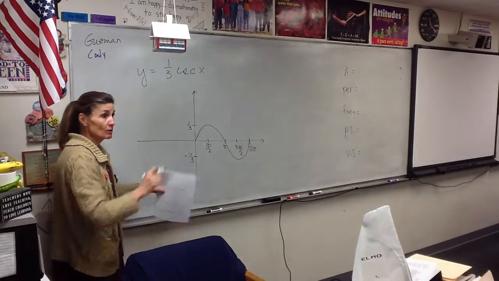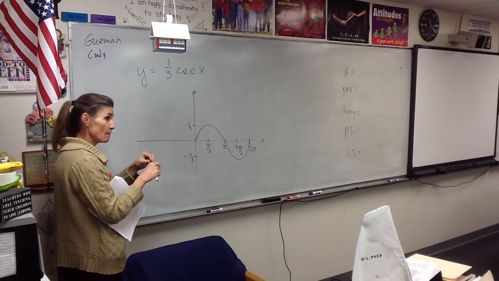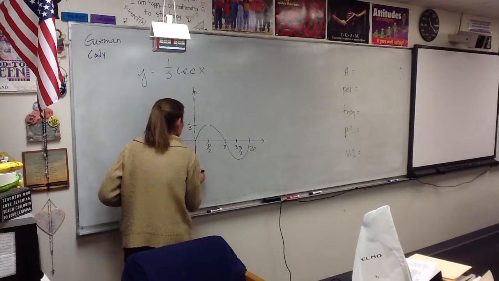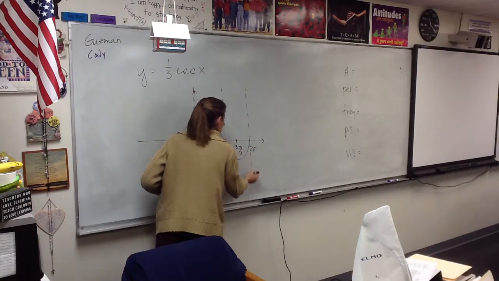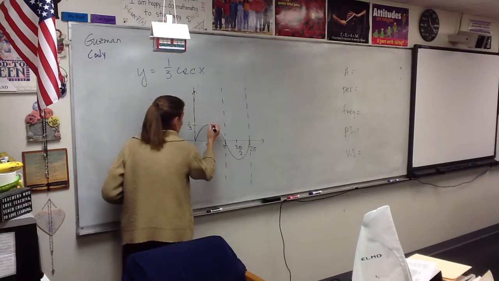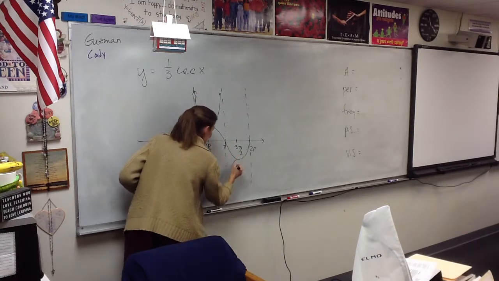Now that's my sine curve. So now how do I turn that into a cosecant? We already talked about it. Drop in asymptotes. So I'm going to put in an asymptote every time I cross the x-axis. There's 3 of them. And then I'll take this guy and flip him up, and this guy and flip him down.